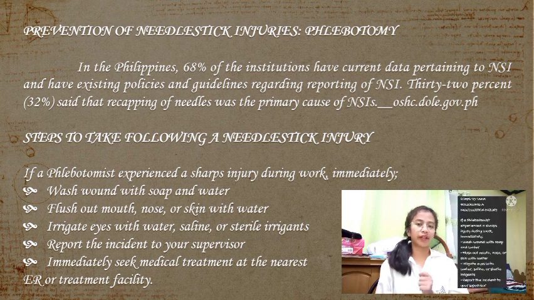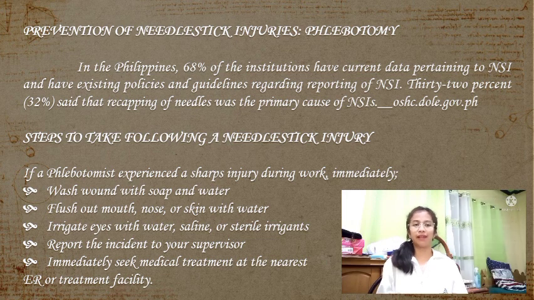Remember, if a phlebotomist experiences a sharp injury during work, immediately wash wounds with soap and water. Flush out mouth, nose, or skin with water. Irrigate eyes with water, saline, or sterile irrigants. Report the incident to your supervisor. And then immediately seek medical treatment at the nearest emergency room or treatment facility.